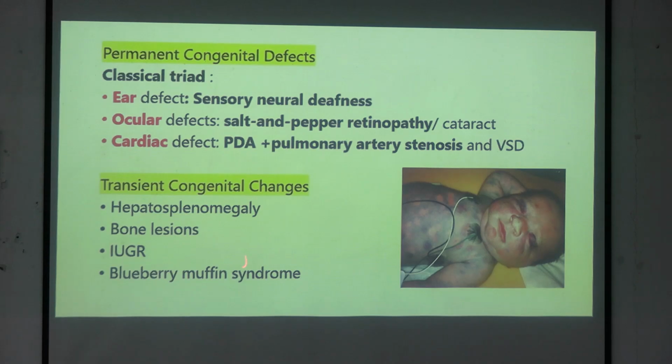আরো কিছু কিছু থাকে যেমন hepatosplenomegaly, bone changes এবং IUGR. IUGR is common to all of these things. Intrauterine growth retardation কিন্তু common.